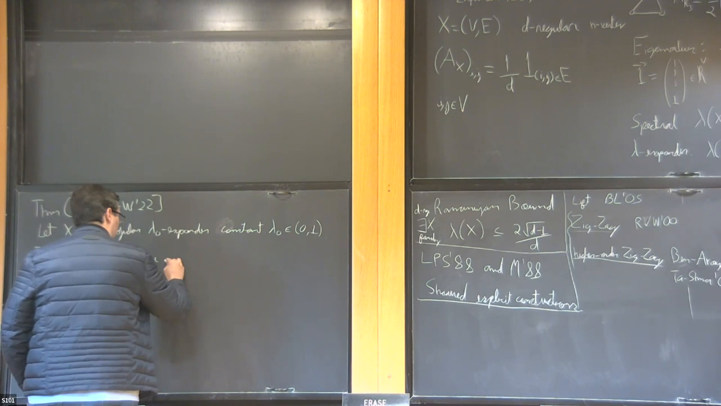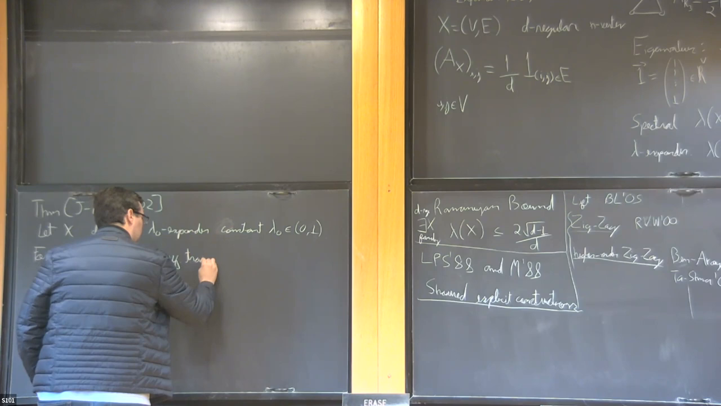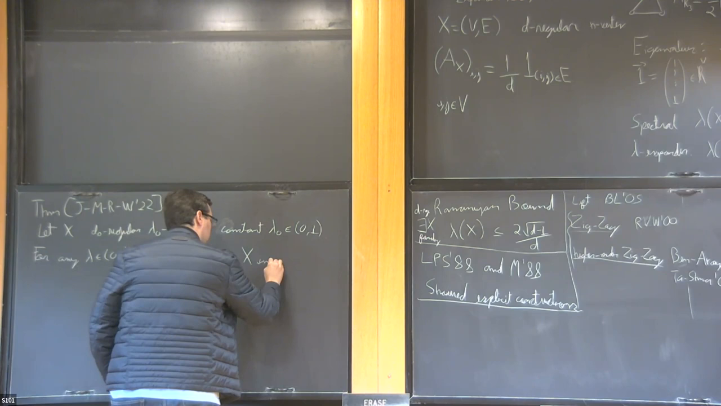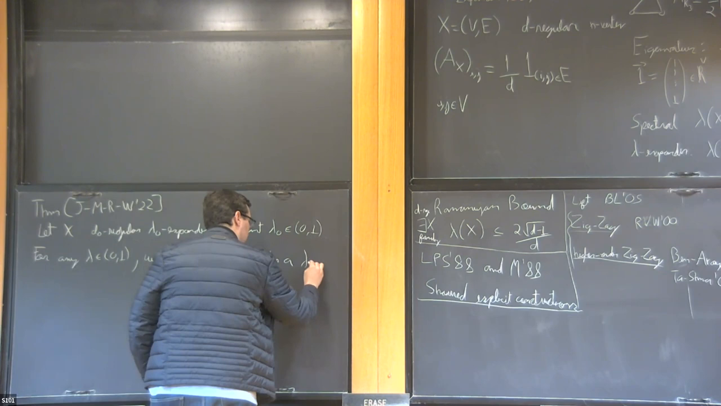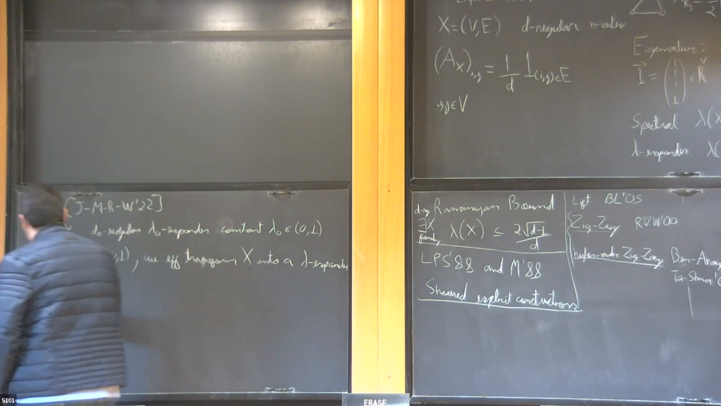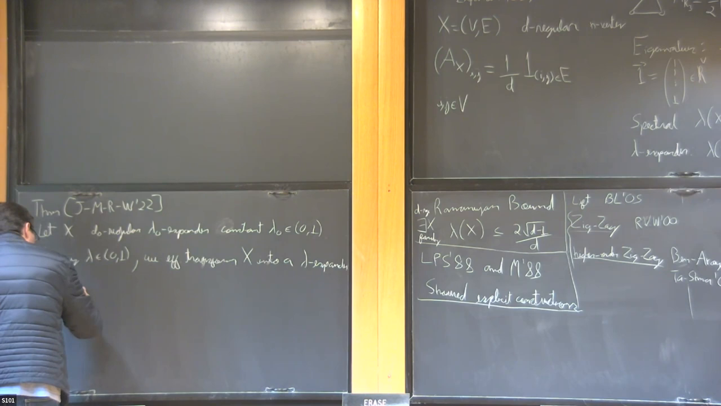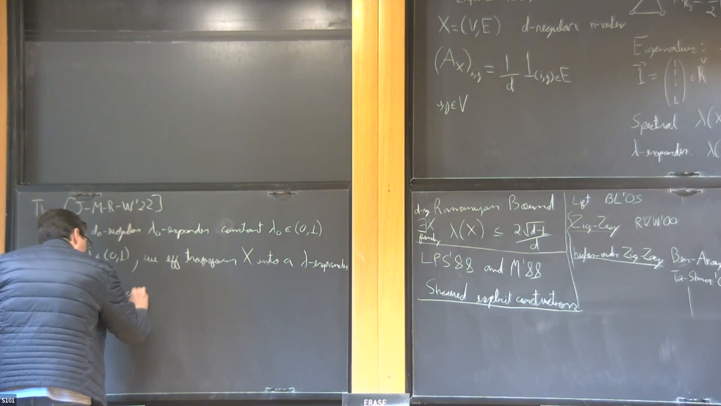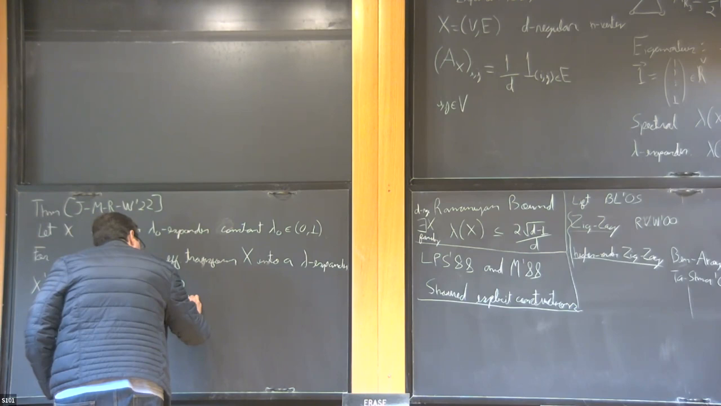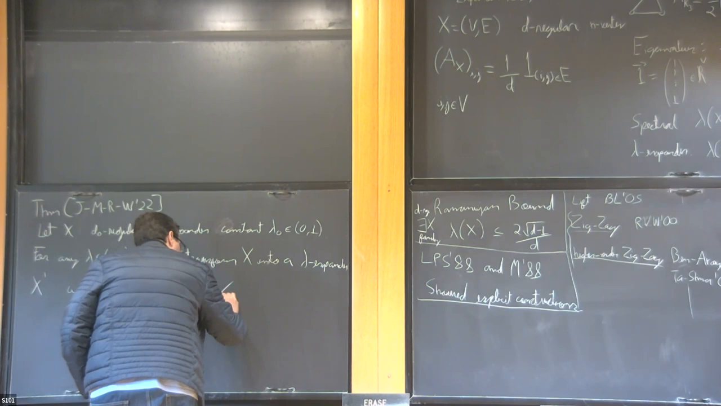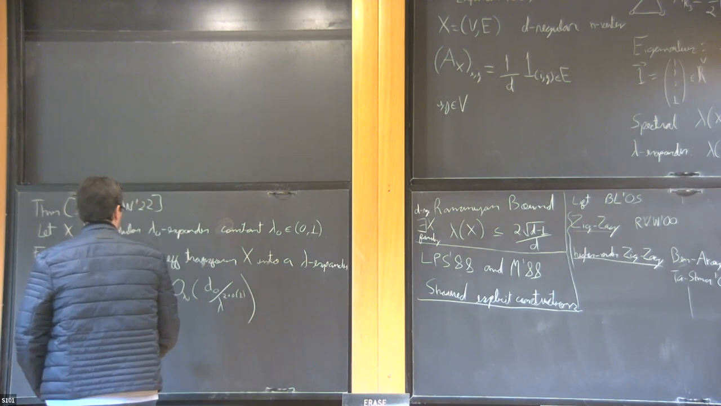we can efficiently transform X into a lambda expander, which is the desired expansion that you want to achieve, the lambda expander X prime, of degree at most, here we're going to hide some dependence on lambda naught, which we're thinking of as a constant. So here we have lambda to the minus 2 plus some little o term.